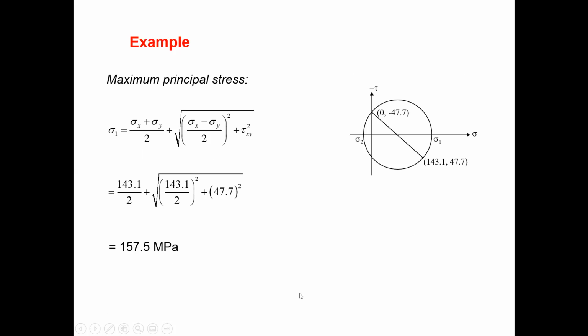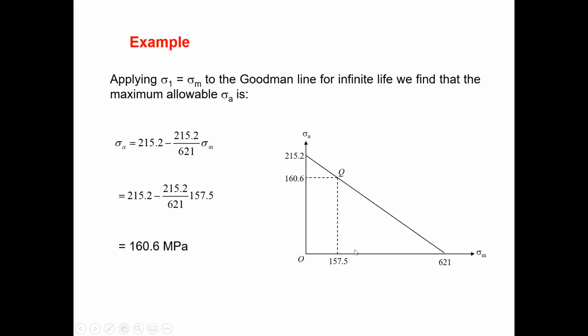Here it is 157.5. So this is the x coordinate. You can draw the line, and that is the y coordinate here. You can easily find it if it is a scaled graph. But if it is not to scale, you can use this equation and find sigma a. So this is the alternating stress.